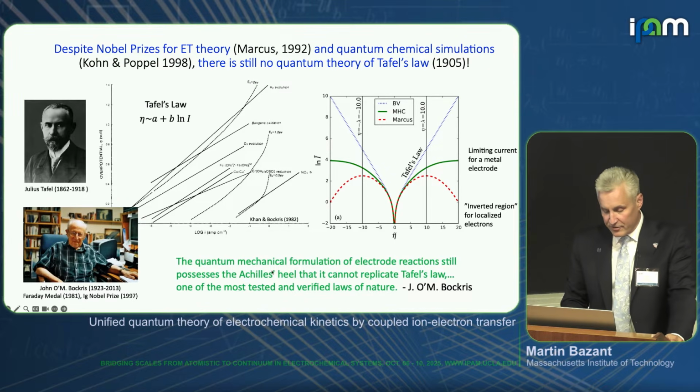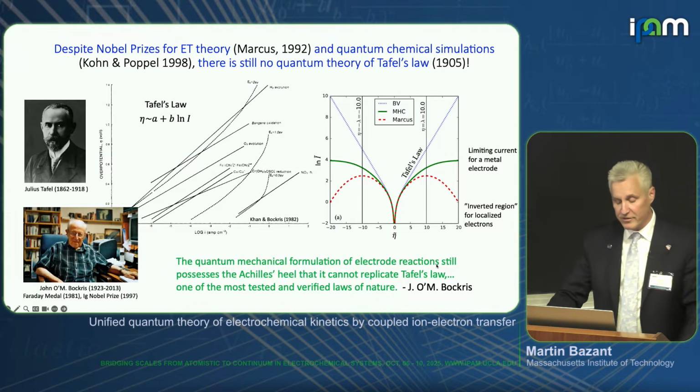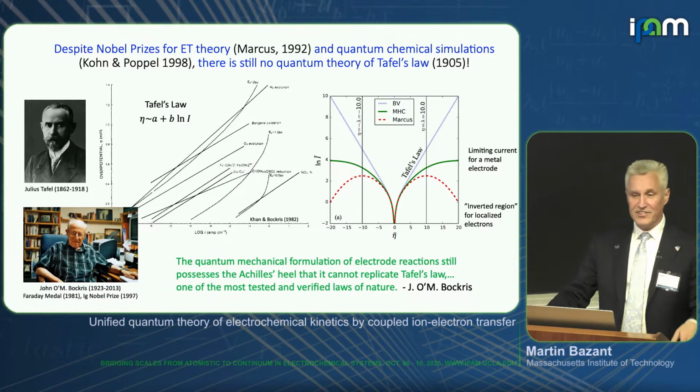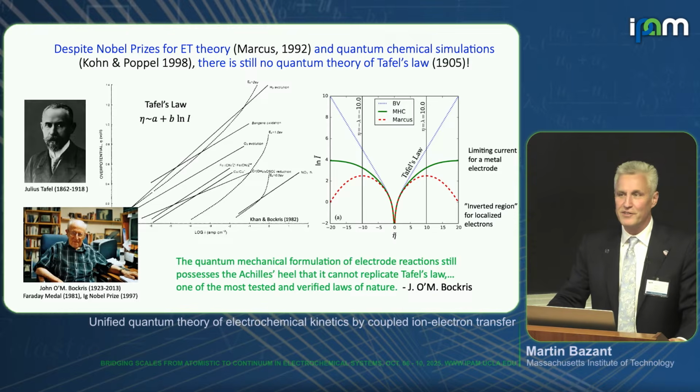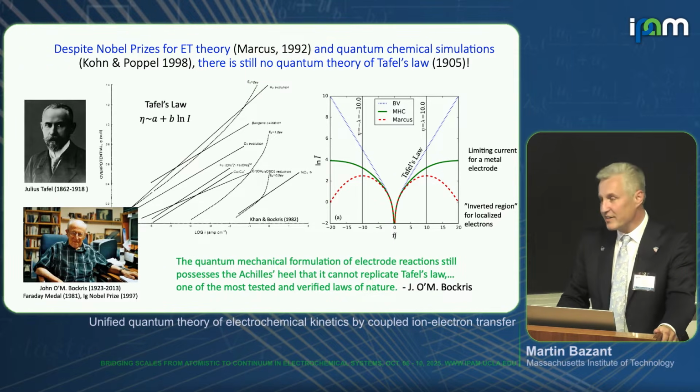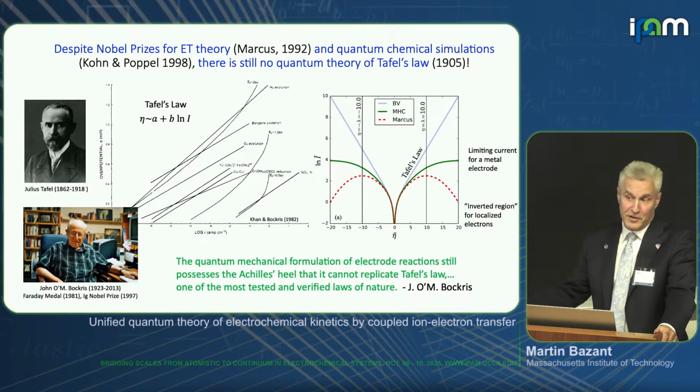And actually, as Bazant pointed out in his book, he says all quantum mechanical formulations of electron transfer, basically building on Marcus theories, have an Achilles heel: they cannot replicate Tafel's law. And he says it's one of the most tested and verified laws of nature. I'm not sure I would go that far. But certainly there is evidence for Tafel's law, certainly for hydrogen evolution.